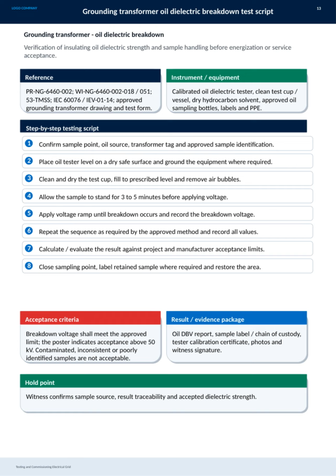The result package includes the oil dielectric breakdown voltage report, sample label and chain of custody, tester calibration certificates, photos, and witness signatures to ensure full traceability. The hold point requires a witness to confirm the sample source, result traceability, and that the dielectric strength meets acceptance criteria before moving forward. This meticulous process guarantees the reliability and safety of the grounding transformer insulation system.